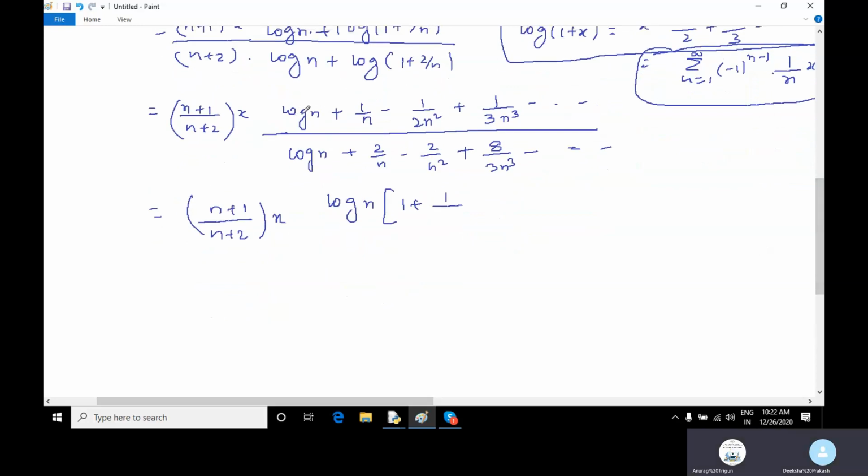So here, log of n you can take outside. If we take log of n outside here, we'll get 1 plus 1 by n log of n, minus 1 by 2n square log of n, plus 1 by 3n cube log of n, and so on.